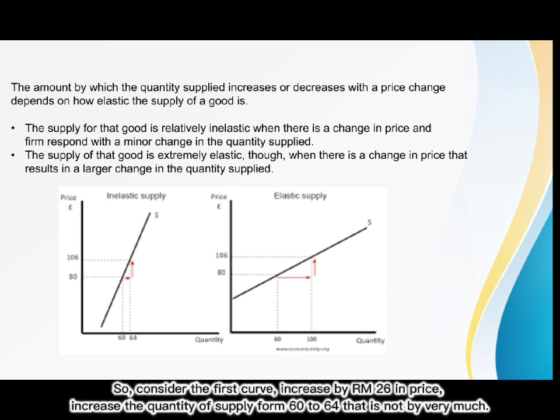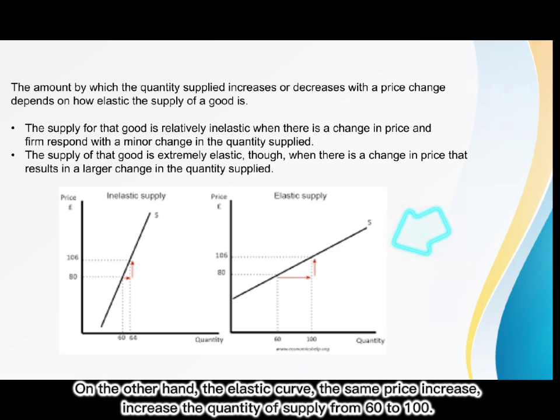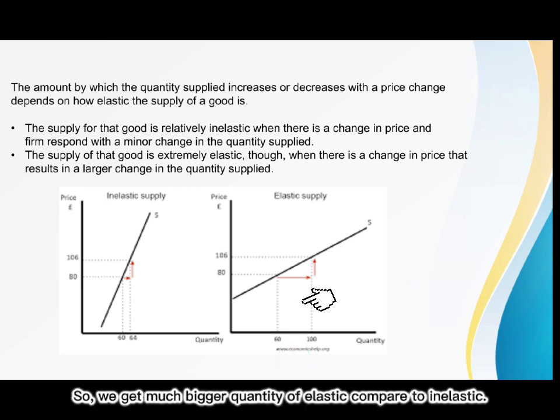So, consider the first curve: an increase of 26 in price increases the quantity supplied from 60 to 64. That is not very much. On the other hand, on the elastic curve, the same price increase raises the quantity supplied from 60 to 100. So we get a much bigger change in quantity for the elastic curve compared to the inelastic one.